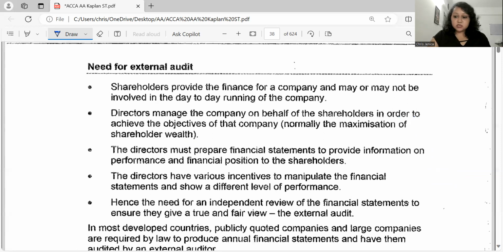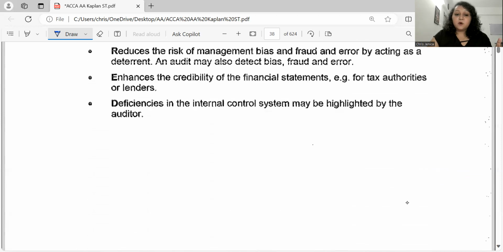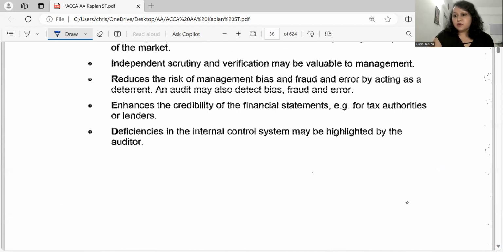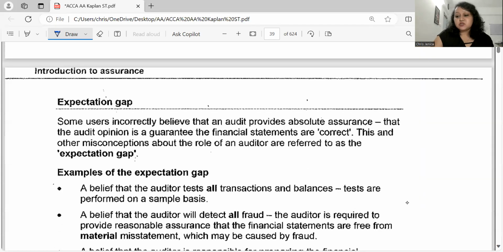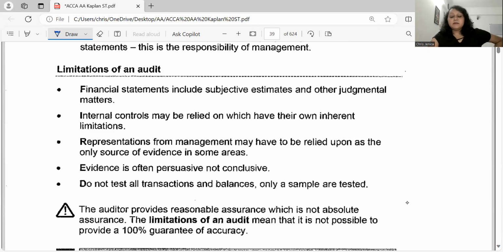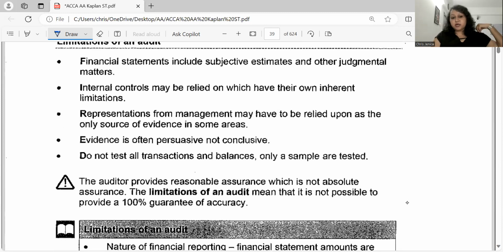Then yes, we have discussed the need for an external auditor. Now, there are different kinds of benefits to carrying out an audit. You can enhance the credibility of financial statements, and you can identify deficiencies in the internal control system, which can be highlighted. There are certain benefits as well as limitations to the audit. Regarding the limitations, the basic thing to understand is that we are going to provide only a reasonable assurance.